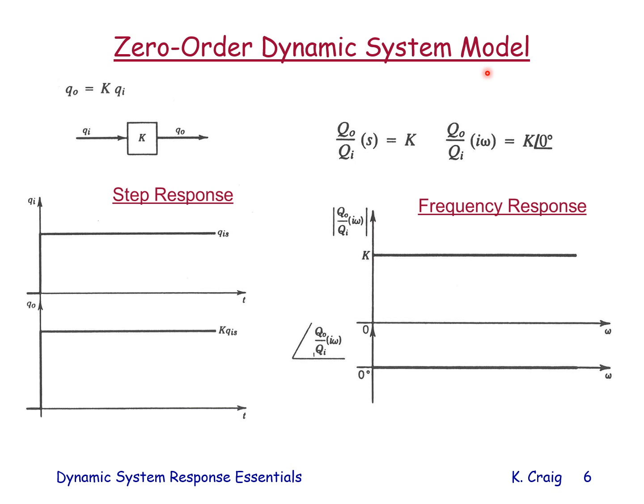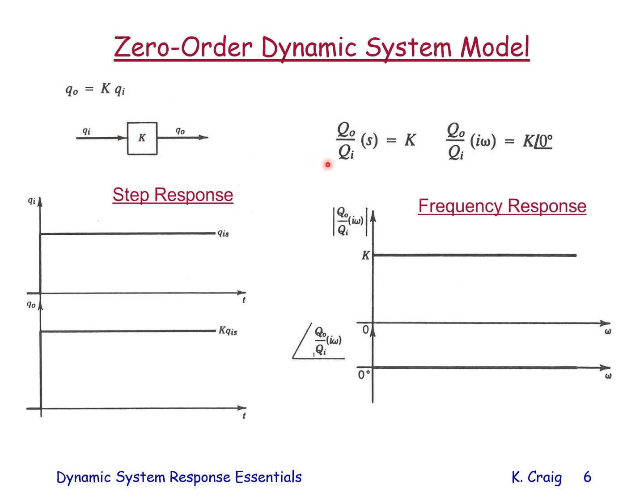What is a zero-order dynamic system model? Well, the output is proportional to the input. It's instantaneous, it's perfect. Here is the equation that describes it. It's algebraic. Qo is the output, Qi is the input, K is the constant. So the output is proportional to the input.